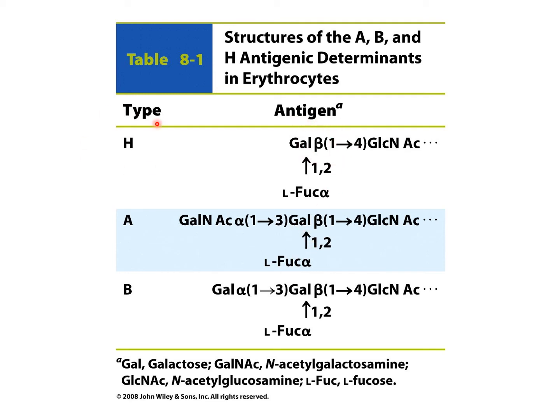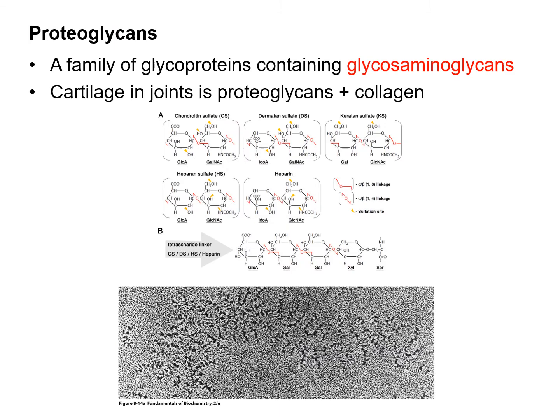And H antigen is the precursor of A and B antigens. So depending on what type of glycosylation happens on the H antigen, it determines the type of the antigens in erythrocytes. One particular kind of glycoproteins are proteoglycans, which is a family of glycoproteins containing glycosaminoglycans.